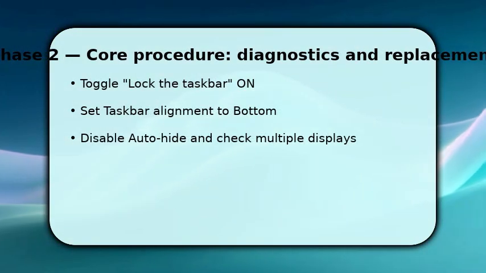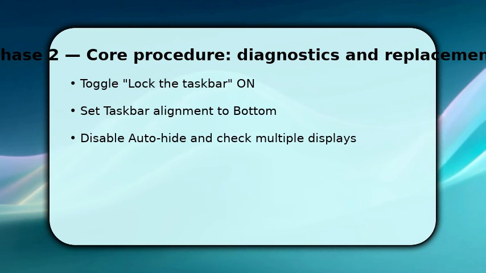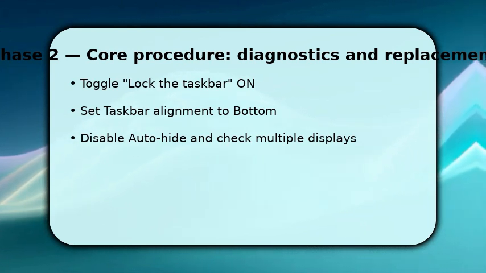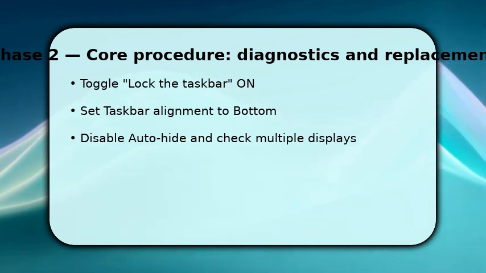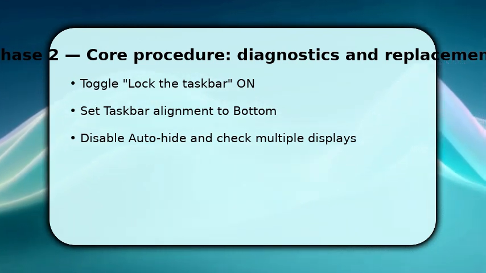Now, lock and align the taskbar so it stays put. First, toggle lock the taskbar on. This prevents accidental moves. Next, set taskbar alignment to bottom in the settings. This is the explicit instruction Windows needs to keep it there.